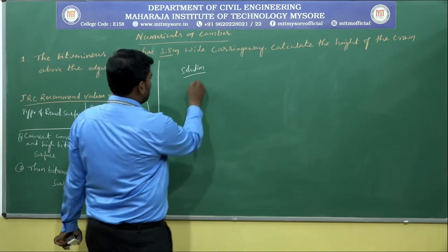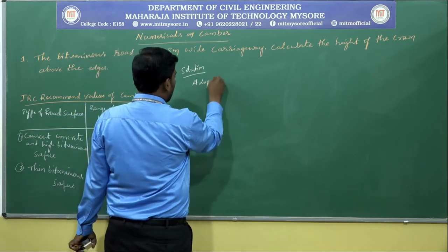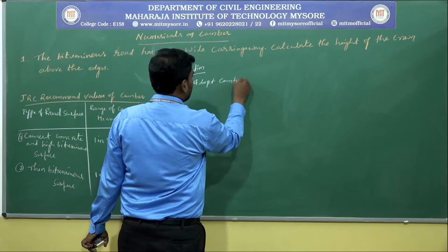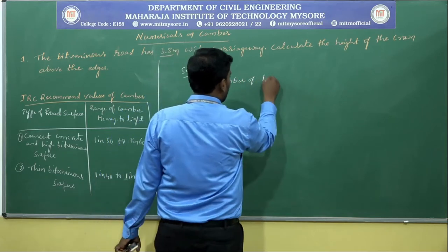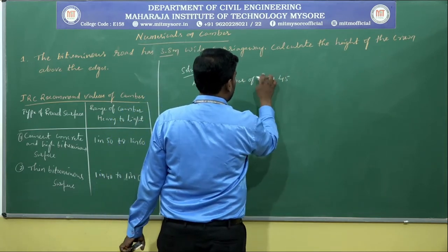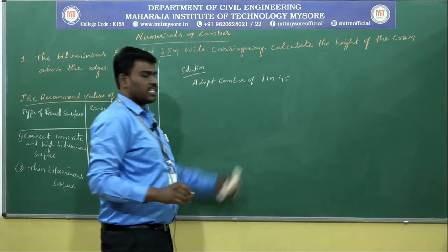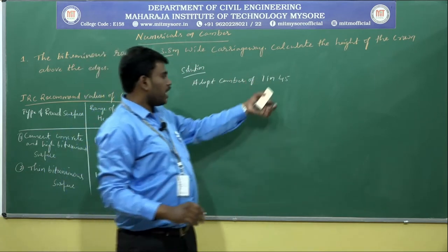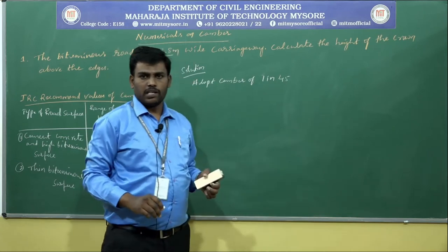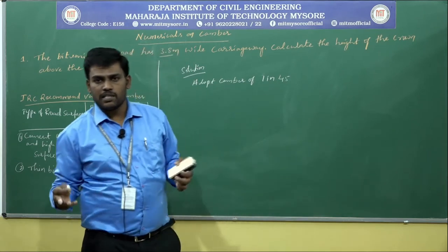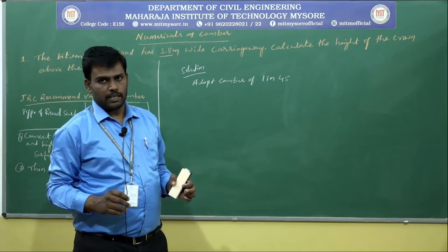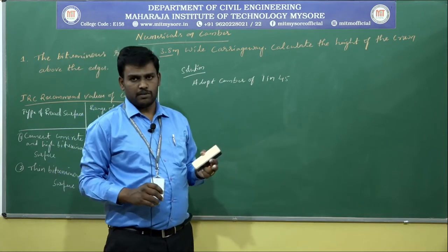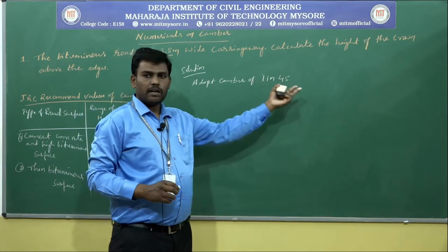Here, adopt a camber of 1 in 45. This is expressed in terms of 1 in n, so the n value becomes 45. 1 in n means for n meter of horizontal distance, 1 meter vertical. That is the camber expression, 1 in n, where n is 45.